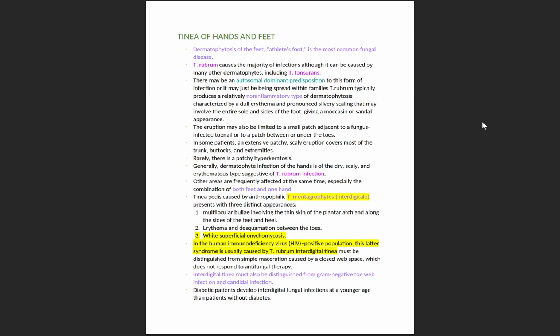And the tinea of the hands and feet. Dermatophytosis of the feet, athlete's foot, is the most common fungal disease.